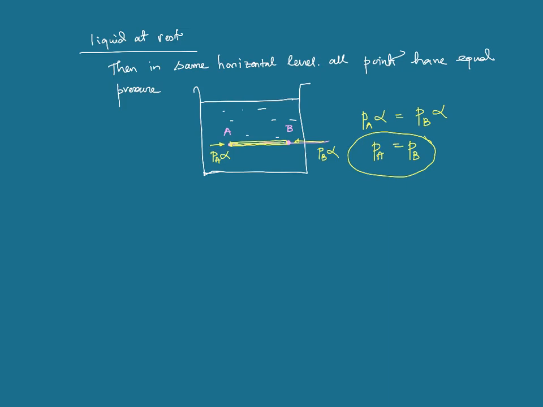Even if it has a curved shape, it doesn't affect, because due to surface tension, later on we will learn that a meniscus forms. Still, at all points in the same horizontal level you have the same pressure, because if you consider the cylinder, the meniscus doesn't affect the equilibrium of the cylinder. So if there is P1 times alpha from here and P2 times alpha from here, obviously P1 equals P2. So from that we can conclude that for all points in the same horizontal level, there is the same pressure.